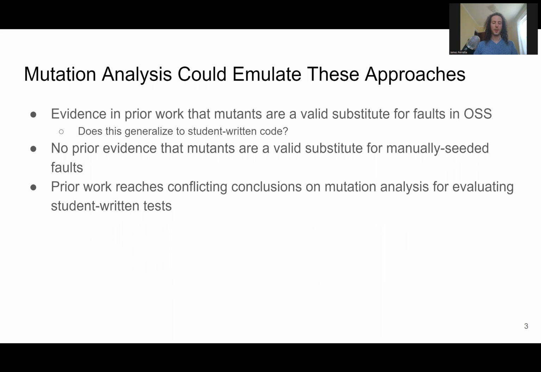Mutation analysis may provide a means to achieve the same learning goals as these approaches, but with less manual and computational effort. Some prior work examined using mutation analysis to evaluate student-written tests, but there isn't evidence that mutants are a good stand-in for manually seeded faults. Prior work has reached conflicting conclusions on the efficacy of mutation analysis for evaluating student test suites. And there's evidence that mutants are a valid substitute for faults in open source software, but it's unclear if those results apply to student-written code. In particular, it's unclear if the competent programmer hypothesis holds for student code.